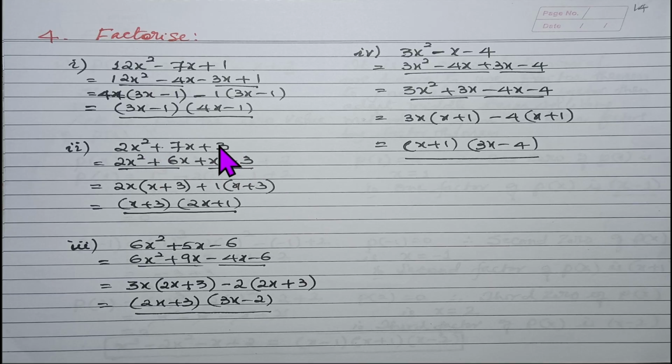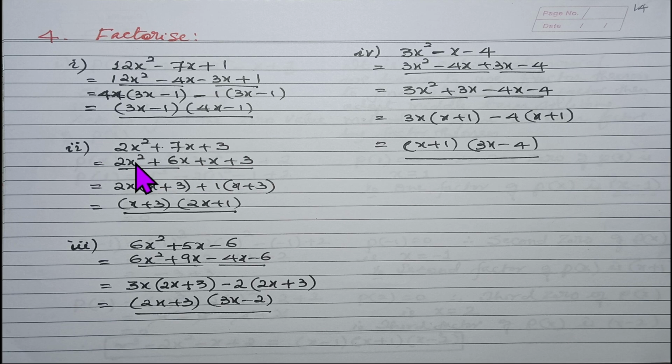Again you can go for splitting here. So when I multiply, I should get 6. When I add, I should get 7. So 2x square plus 6x plus x plus 3 is the correct splitting, because plus 6 plus 1 becomes plus 7x, and plus into plus is plus, and 6 into 1 is 6, and therefore it is the correct splitting.